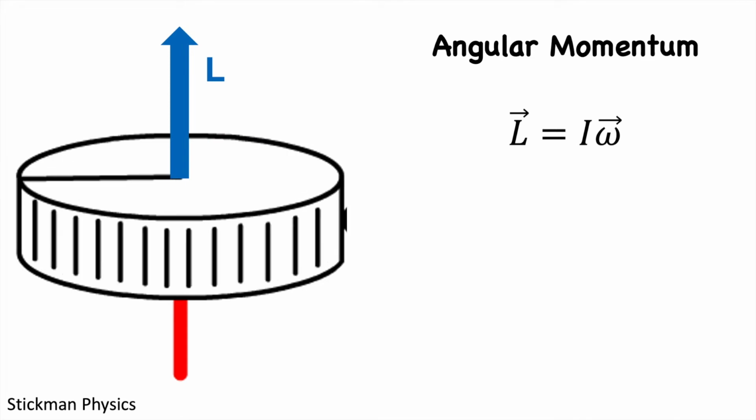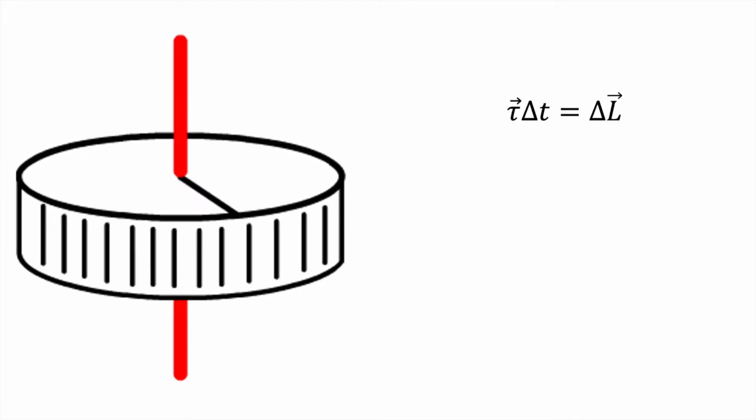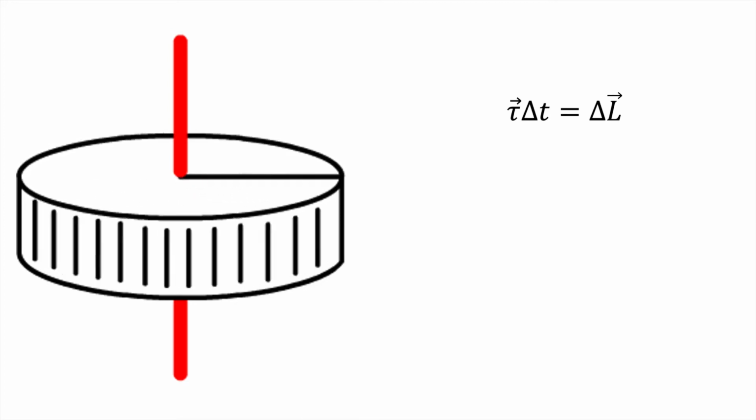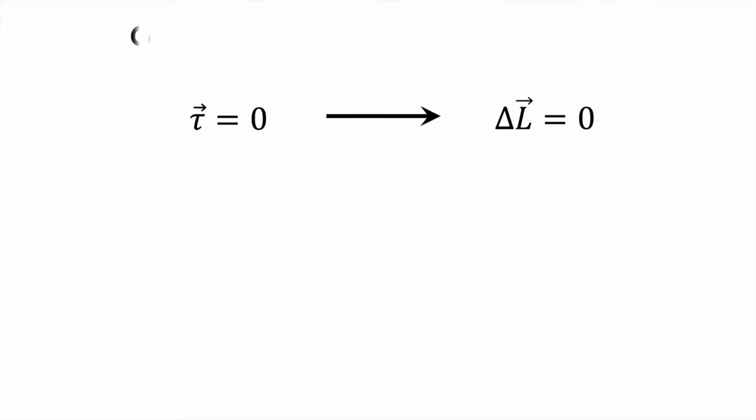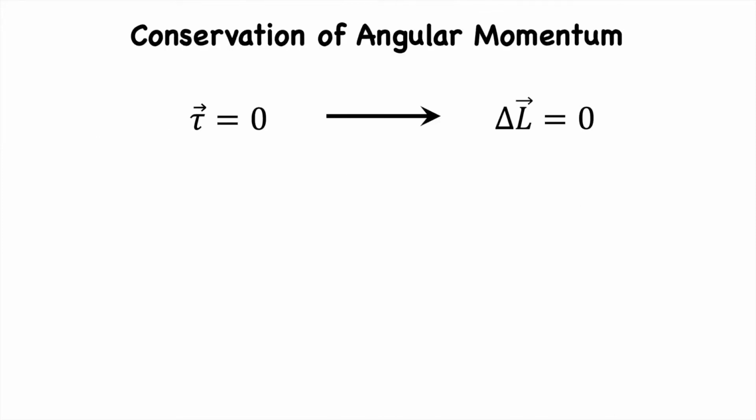Because the product of the torque by the time interval is equal to the change in angular momentum of the body, the torque is the change of angular momentum over time. This means that if no torque is applied, the angular momentum must be conserved. Note that this is equivalent to Newton's first law. If there is no net force, then the object does not change its state of motion, and linear momentum is conserved.